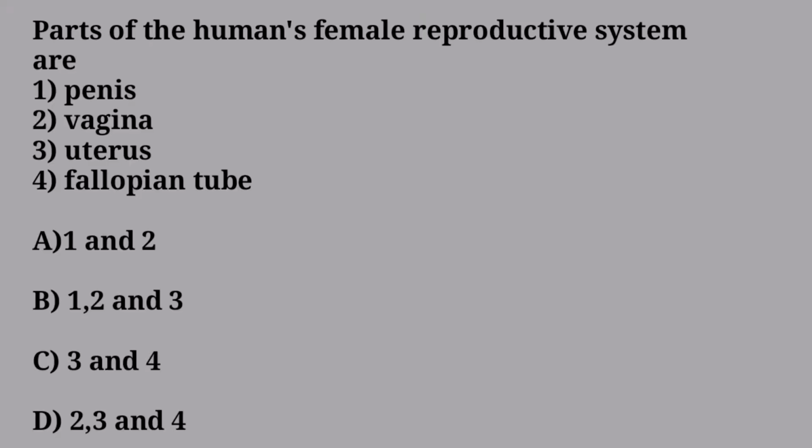Parts of the human female reproductive system are 1. Penis, 2. Vagina, 3. Uterus, 4. Fallopian tube. Option A 1 and 2, option B 1, 2 and 3, option C 3 and 4, option D 2, 3 and 4. The right answer for this question is option D, 2, 3 and 4. Okay, let's see our next question.